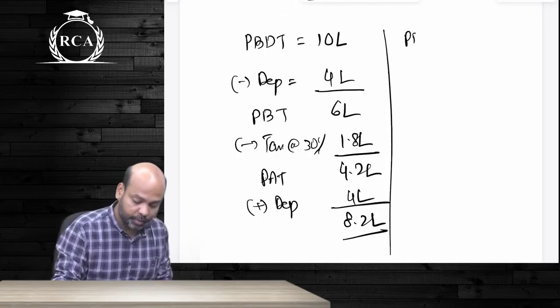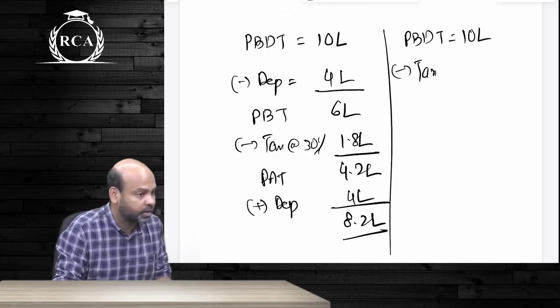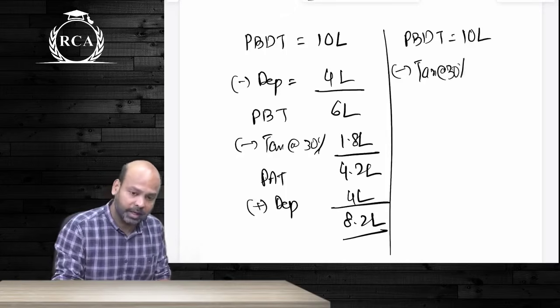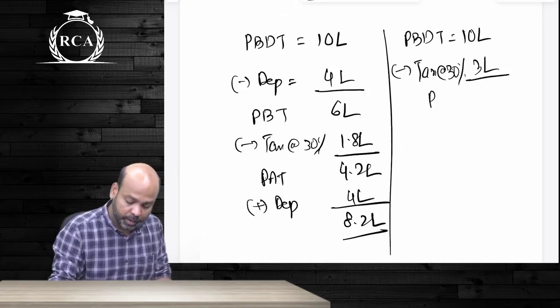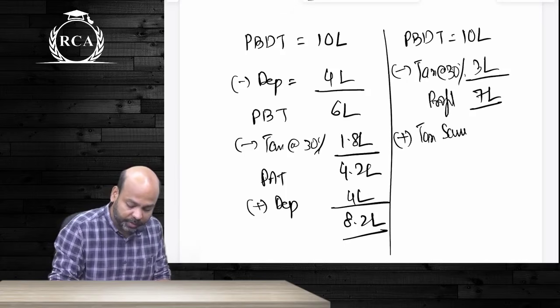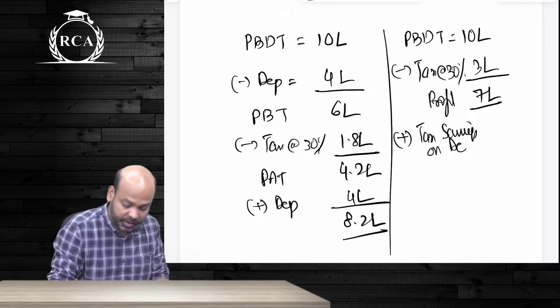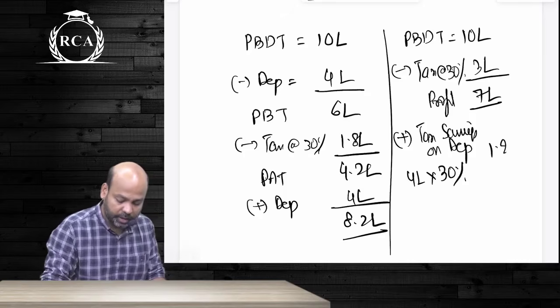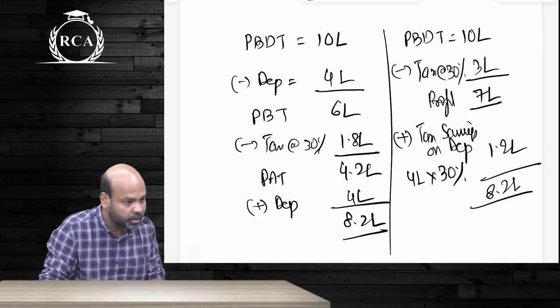Alternatively, I can write profit before depreciation and tax 10 lakhs minus tax at 30%, beta, directly 3 lakhs. So this profit, guys, after tax will become 7 lakhs. To this I add back tax savings on depreciation. How much is my depreciation, guys? 4 lakhs. 4 lakhs at 30% is 1 lakh 20. Will I still come back to the same figure?